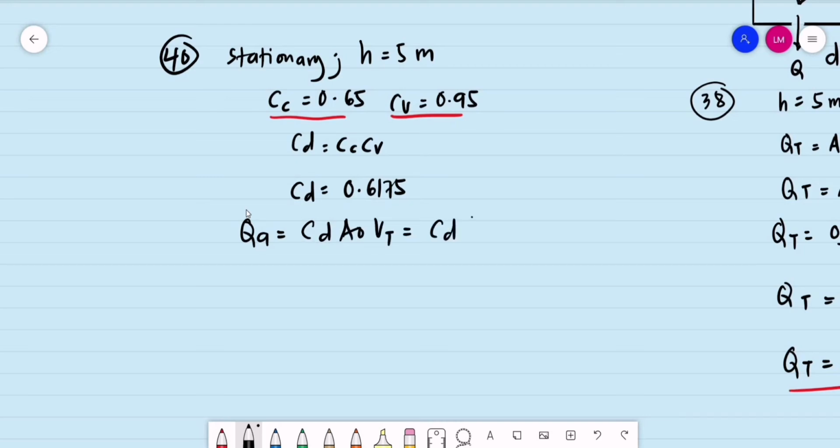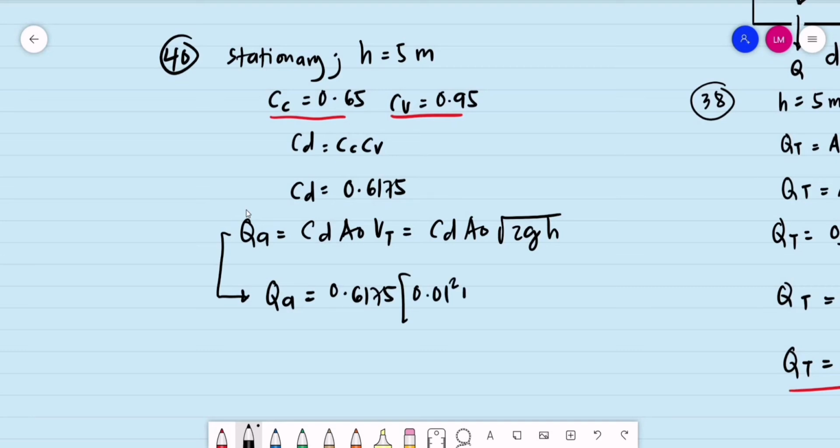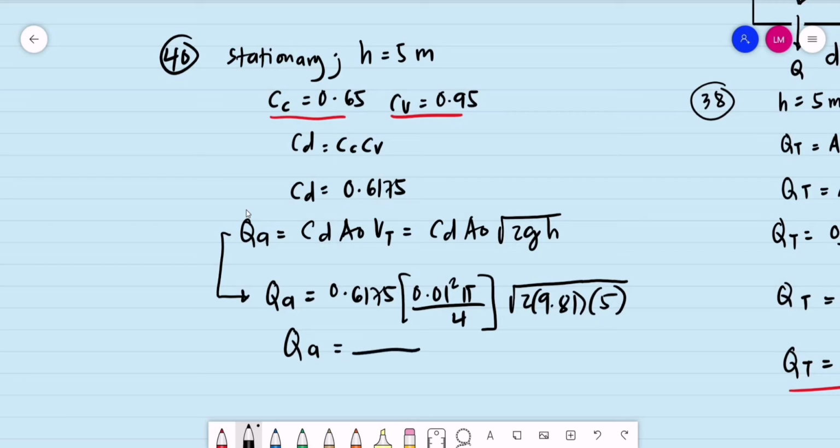So, kapag naghanap na tayo ng actual discharge is C sub D, area of the orifice, theoretical velocity. Or C sub D, area ng orifice, ay the square root of 2g times H. So, i-assume natin na hindi siya gumagalaw, ay the flow rate actual is equal to 0.6175. Area ng orifice is 0.01 squared pi divided by 4. Then, multiplied by the square root of 2 times 9.81 ay yung given na initial head, the 5 meters. So, flow rate actual will be in terms of the cubic meter per second ay multiplied by 1,000.